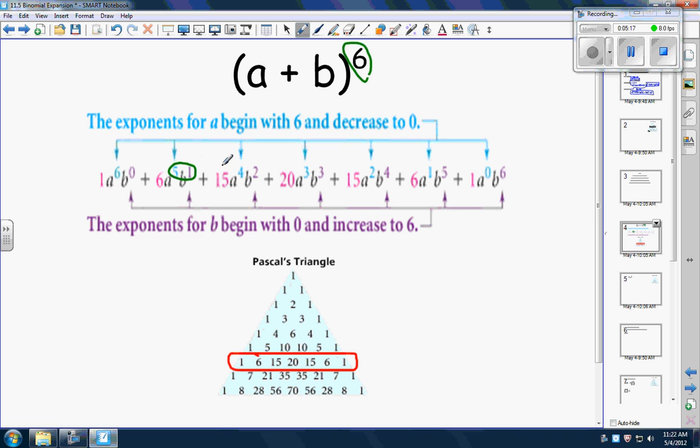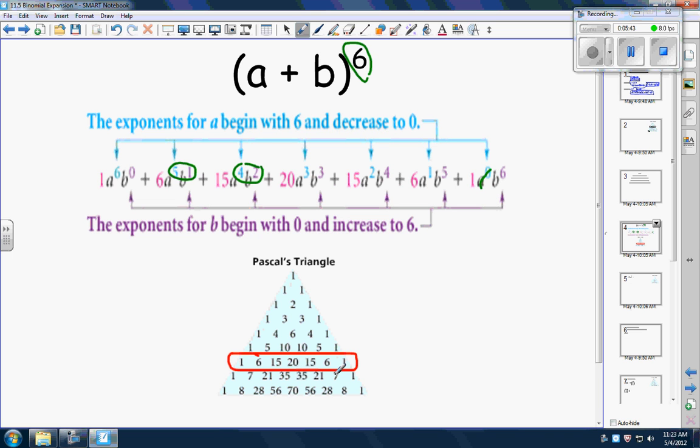Then 15 a's, count down, we're now at 4. B counts up to 2. 4 plus 2 gets us to 6. Okay, 20 a cubed, b cubed. Now 15 a squared, b to the 4th. 6 a to the 1st, b to the 5th. And finally 1, you don't need the a to the 0 because that's just a 1. 1b to the 6th.